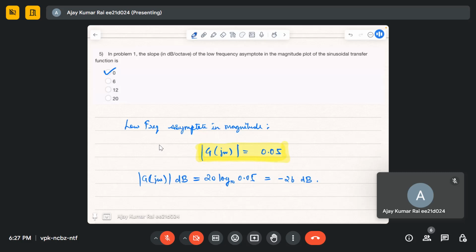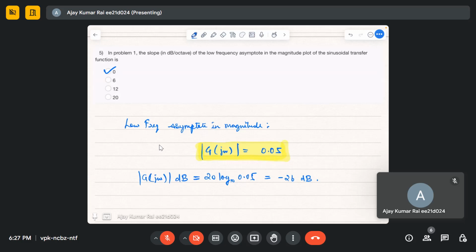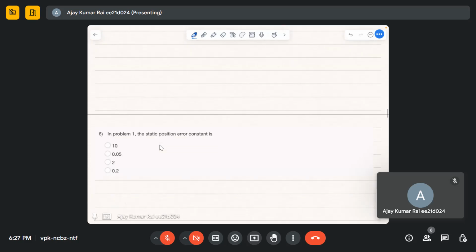If you see that region, the magnitude is constant, which is equal to 0.05, and in dB it is minus 26 dB. So it's not varying with frequency. So the slope is constant and is equal to 0. Any doubt in this question? Okay, go to the next question.